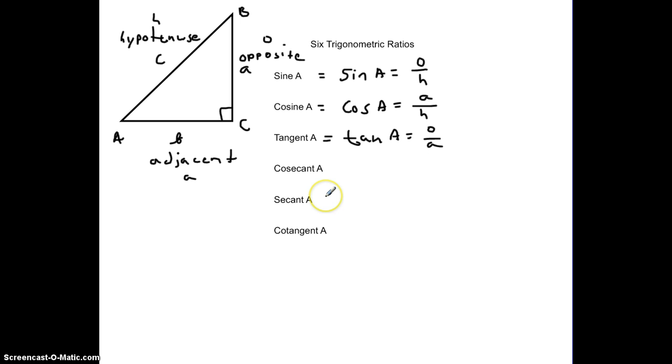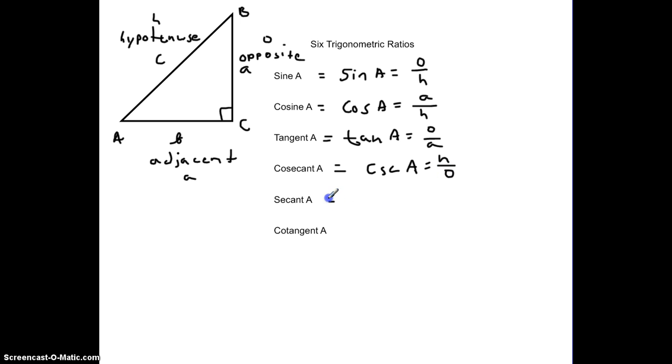The other 3 ratios are reciprocal ratios. The reciprocal for the sine is called the cosecant. And to abbreviate it, we could use CSC. And it's the reciprocal of the sine, which was the opposite over the hypotenuse. So we could call it the hypotenuse over the opposite.